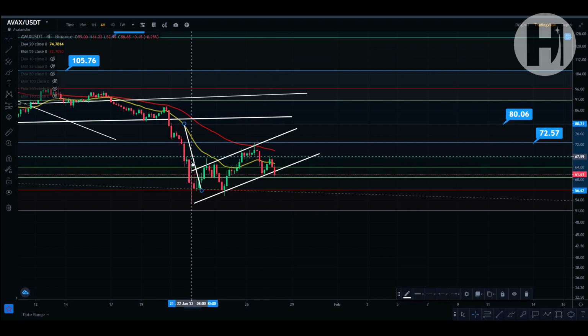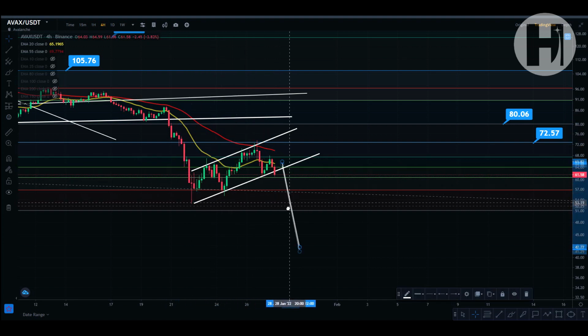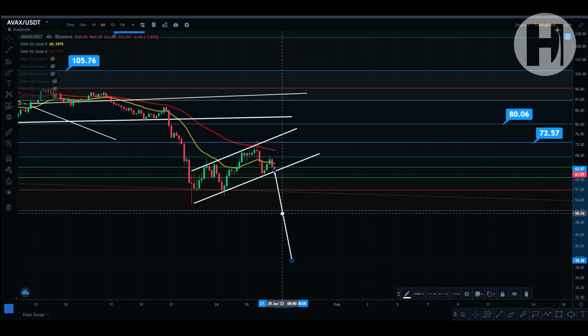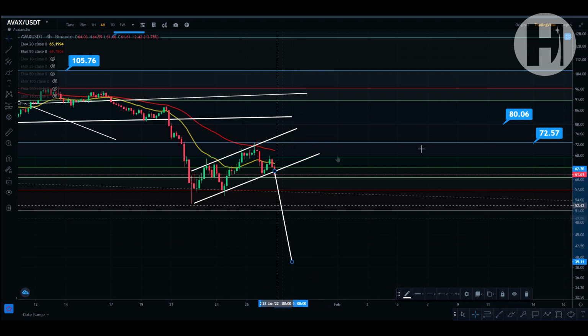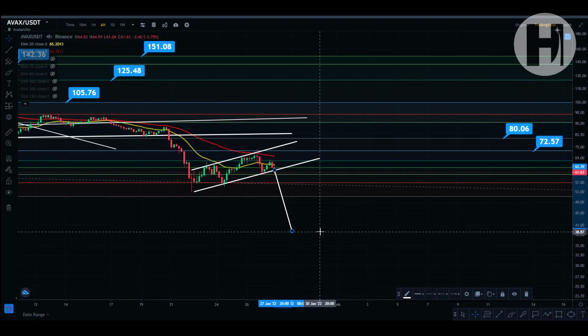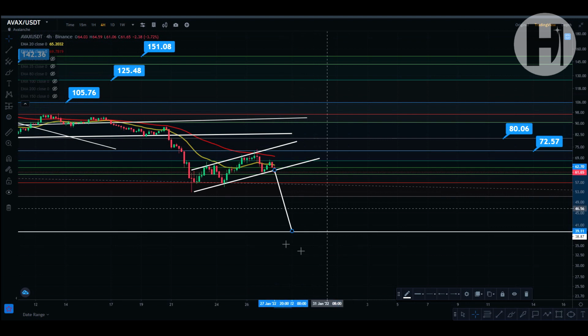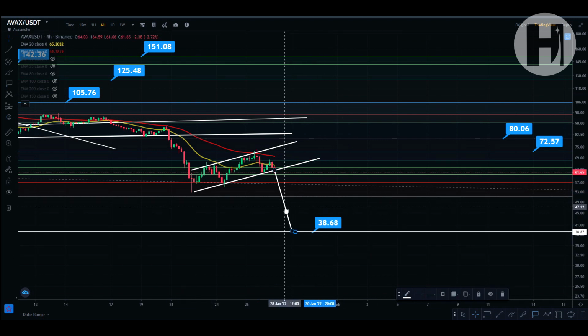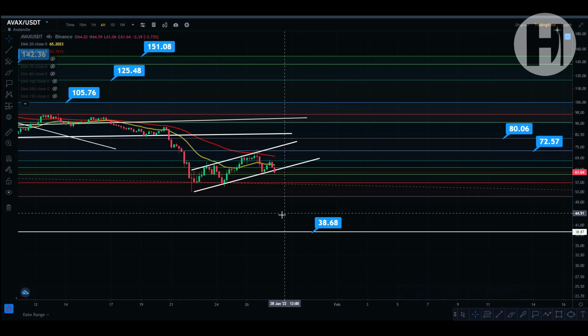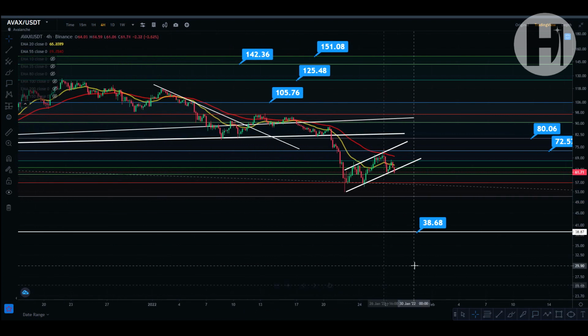And how do you target that? You take the pole and place it at the breakout point. So this can end up being a wick, right? Just like it was over here. But if not, and we continue breaking down, this gives us a target at $40 over here. So this is basically the same target that we have out of the descending triangle on the previous chart. So it's all pointing towards the fact that we're coming to $40 roughly on Avax.